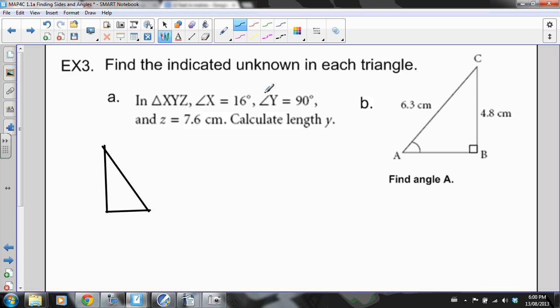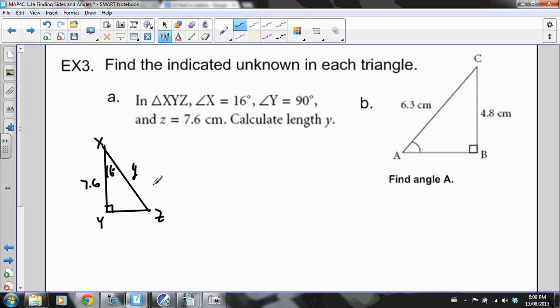Oh, hang on. Y is 90, so this is the 90-degree angle. I'm going to write that first so I know which one. After that, the X and the Z don't really matter, as long as the Y is the 90 degrees. And I can see now angle X is 16. That's 16 degrees there. And little z is 7.6. Now that's not this angle, that's the side. The little letters are sides, remember. And we want to find length y. That happens to be the hypotenuse, doesn't it?